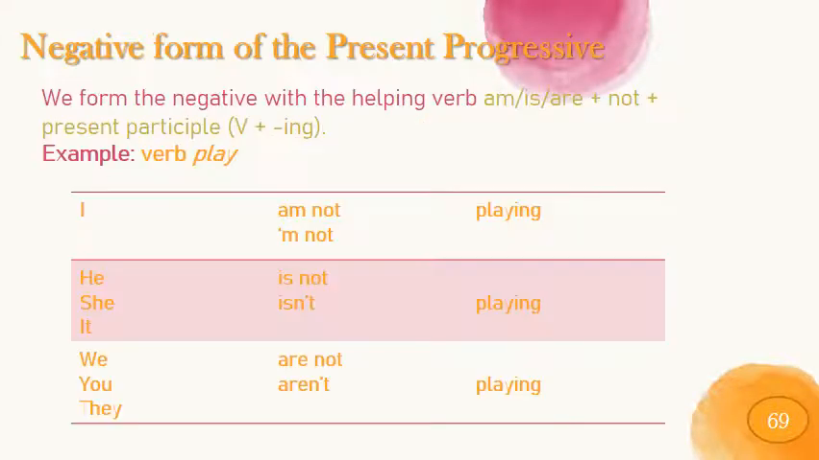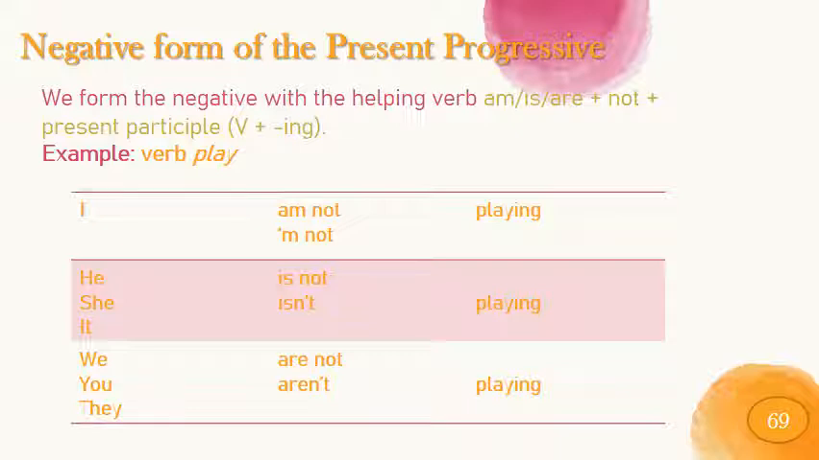Okay. Now, how to form the negative of the present progressive? Negative, as we always said, means not. So here it's very, very easy since the helping verb is already mentioned before the main verb. So we just add not between the helping verb and the main verb. So we use the helping verb am, is, or are plus not plus the present participle of the verb, which means the verb with ing.